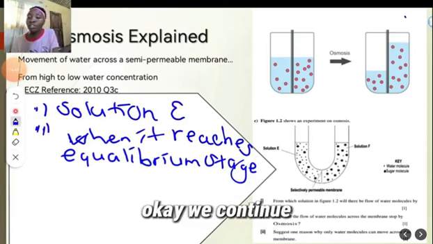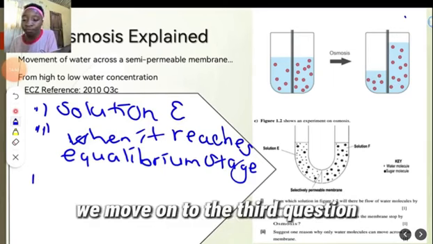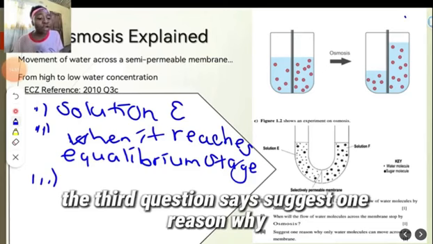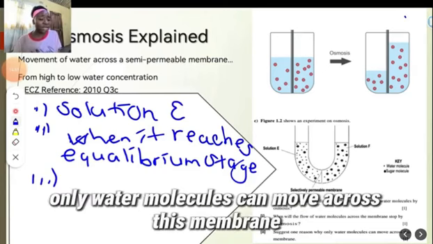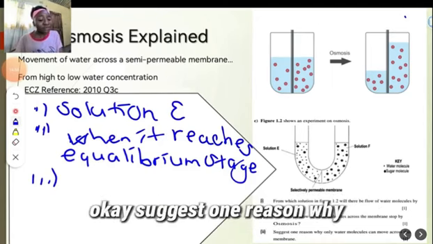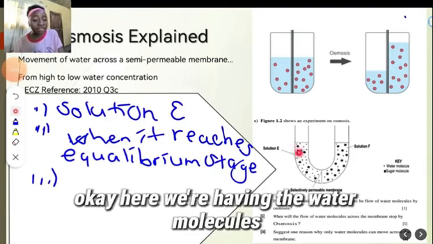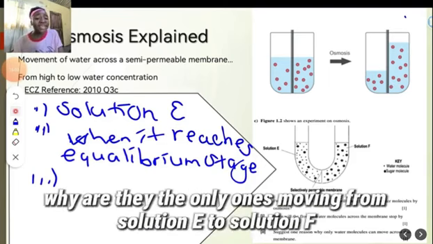Okay, we continue, we move on to the third question. The third question says, suggest one reason why only water molecules can move across this membrane. You say this question is Della, okay? Suggest one reason why only water molecules can move across this membrane, okay? Here we're having the water molecules. Why are they the only ones moving from solution E to solution F?